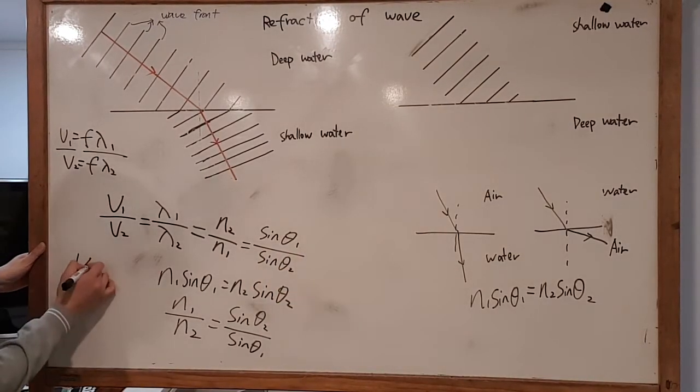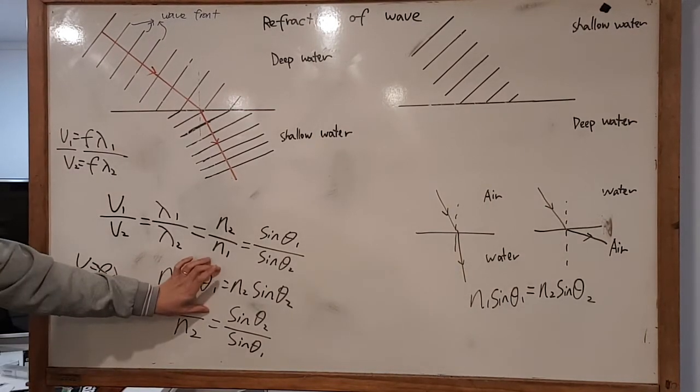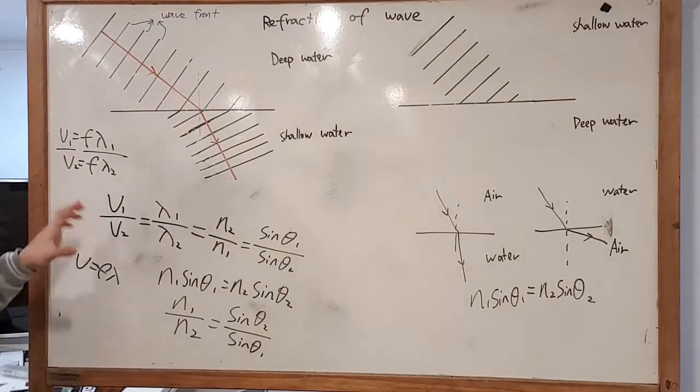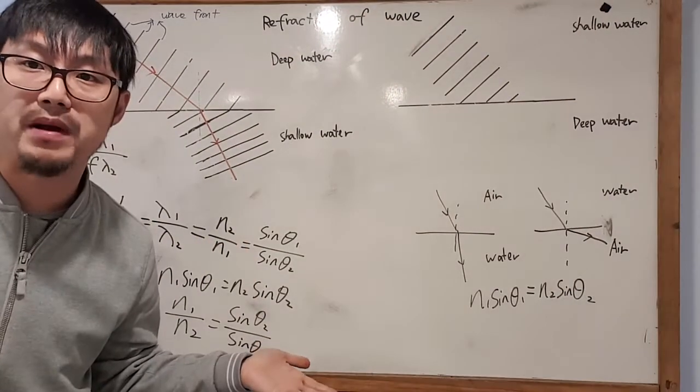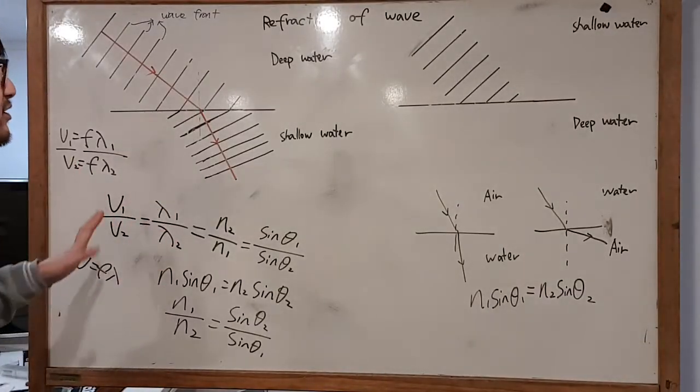Okay, the other equation is V equals F lambda. Okay, this equation will be given to you, and this equation will be given to you as well. So you just need to use it. You don't really need to remember it, okay? But it's better if you can understand this, so that you can use it better, okay?